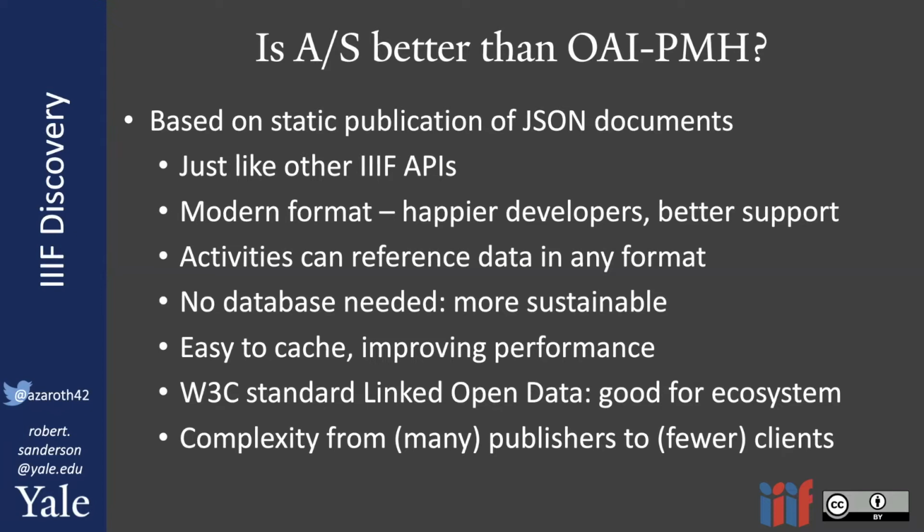We don't need a database to implement activity streams, which is then much more sustainable. So if there is a database, great, but you don't need it because it's just static JSON that's published and updated whenever the system updates its records. So there's no compute needed at the end of the web server, meaning it can be, and indeed has been, implemented simply by putting the JSON into GitHub Pages or any other content distribution site. It's very easy to cache, which improves performance.